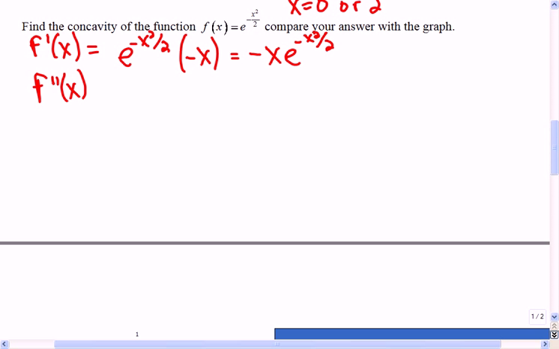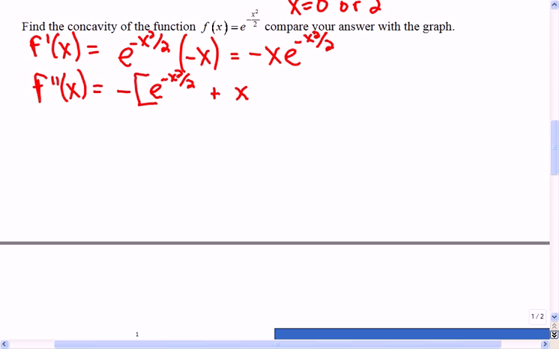I believe it'd just be negative x because when I use the power rule, that 2 and that half would cancel out, right? It would be 1/2 times negative 2x. So it should end up simplified to negative x. Okay, so the second derivative is going to be a product rule. So let's see here, we got negative, so it'll be e to the negative x squared over 2 plus x.